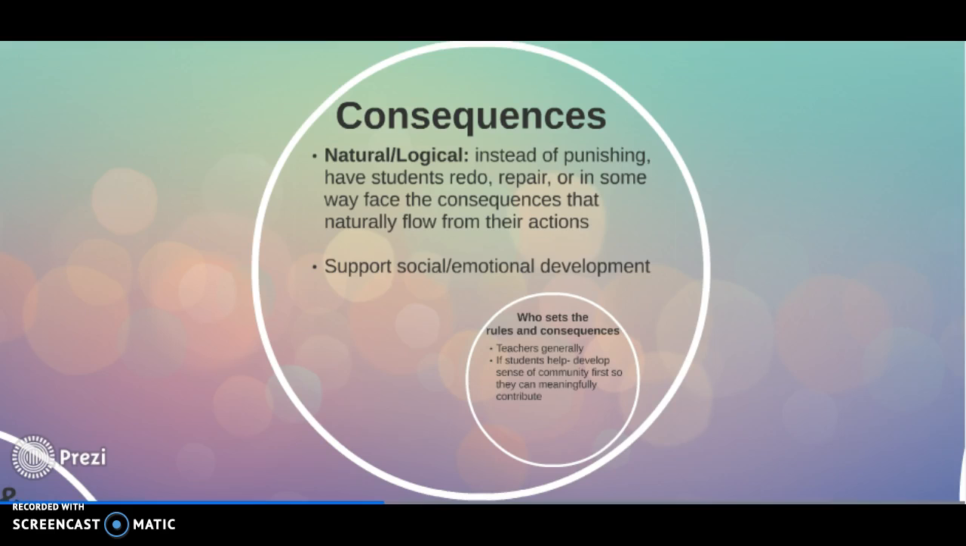Emphasize to students that they have the power to choose their actions and to avoid losing control. Encourage student reflection, self-evaluation, and problem solving, and try to avoid teacher lecturing. And lastly, help students identify and give rationale for what they could do differently next time in a similar situation. These types of consequences will support their social and emotional development, but still let the student know they didn't follow the class rules or procedures.